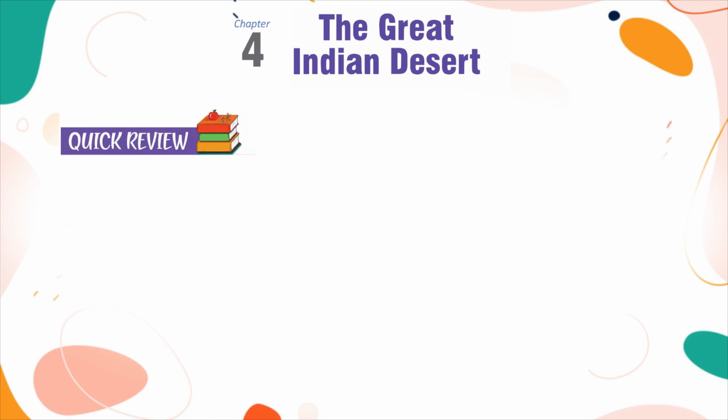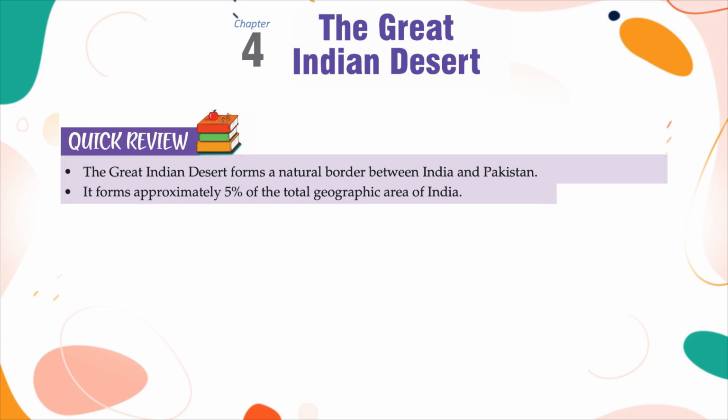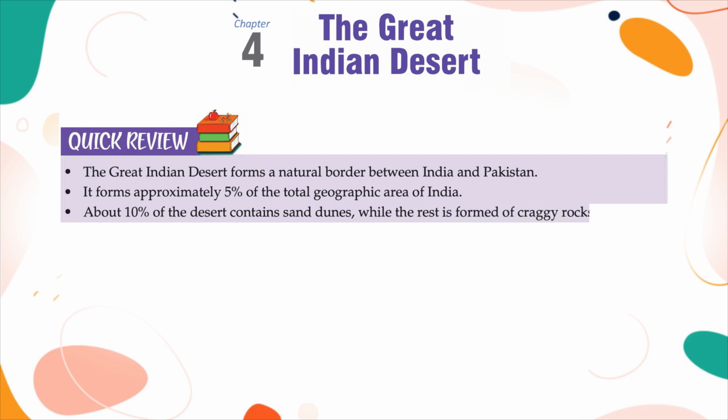Quick review. The Great Indian Desert forms a natural border between India and Pakistan. It forms approximately 5% of the total geographic area of India. About 10% of the desert contains sand dunes, while the rest is formed of craggy rocks.